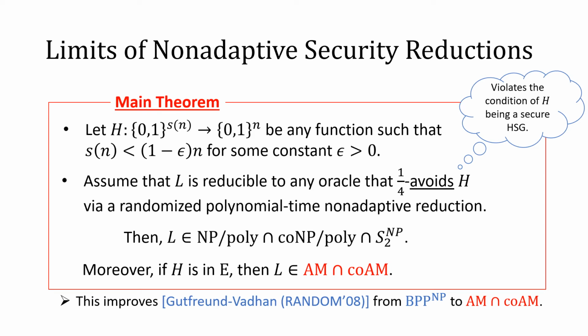In that case, we can simulate the reduction in NP/poly intersect co-NP/poly, and we also have an upper bound of S2 to the NP. Moreover, if we know that H is computable in exponential time, we can put L in AM intersect co-AM. Previously, Goldreich and Wigderson showed that there is an upper bound of BPP to the NP, but our result improved the result from BPP to the NP to AM intersect co-AM.